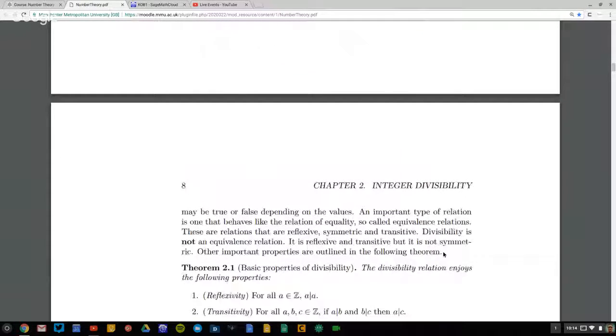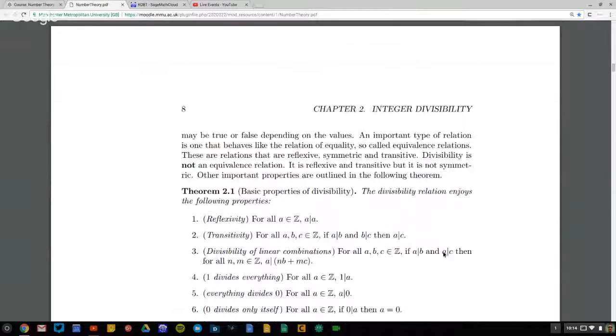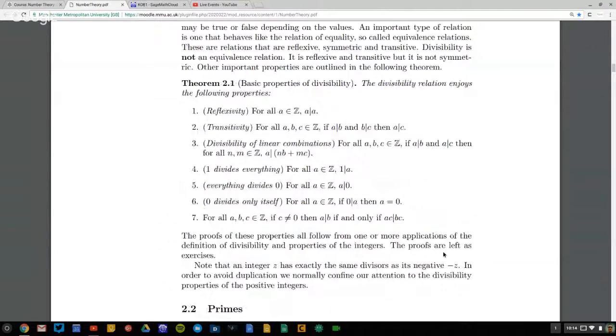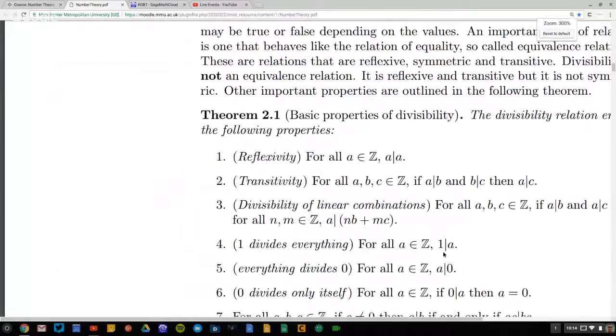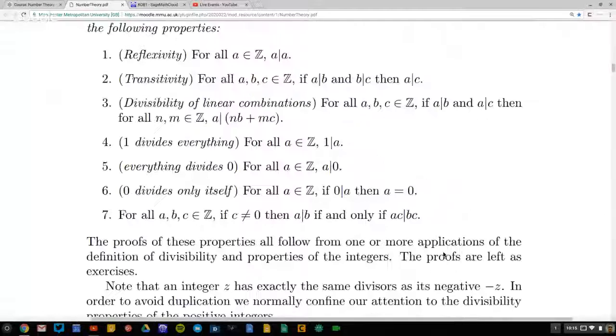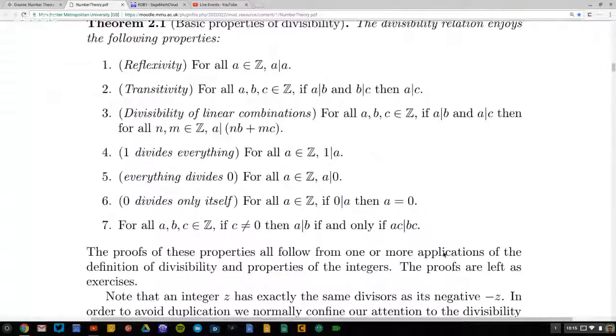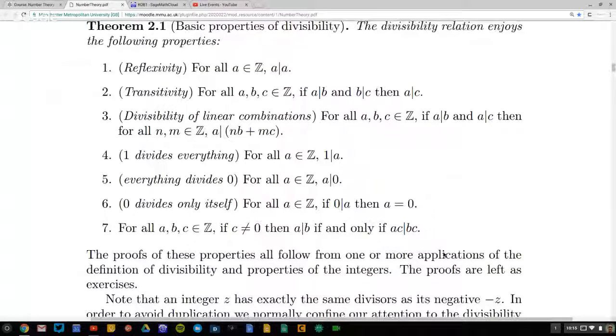But of course, we're mathematicians. We're not just going to be making loads of divisibility statements about particular integers. We're more interested in building up the deeper theory, some general facts about the divisibility relation. And in Theorem 2.1, the first theorem we're going to sit down and prove, we've got a whole host of basic, important properties of the divisibility relation. And we're going to prove all of these.